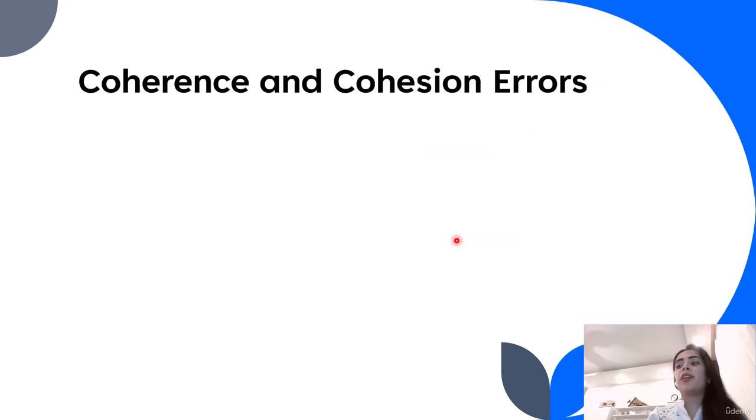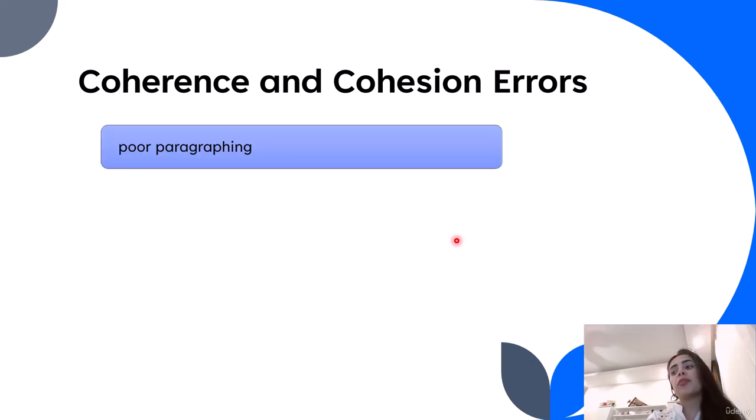Next, we'll cover coherence and cohesion. These terms refer to how logically your ideas are organized and how well they flow from one to another. A common mistake here is poor paragraphing. For example, cramming too many ideas into one paragraph can confuse the reader. Each paragraph should focus on one main point, starting with a clear topic sentence.